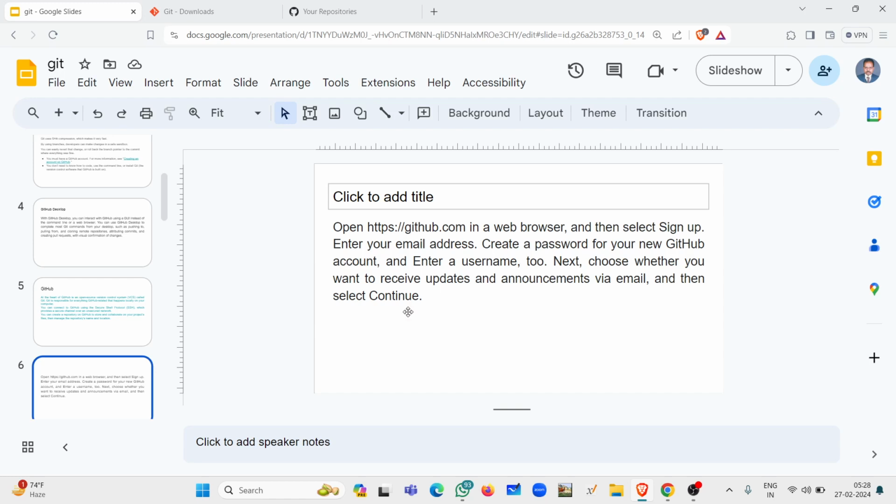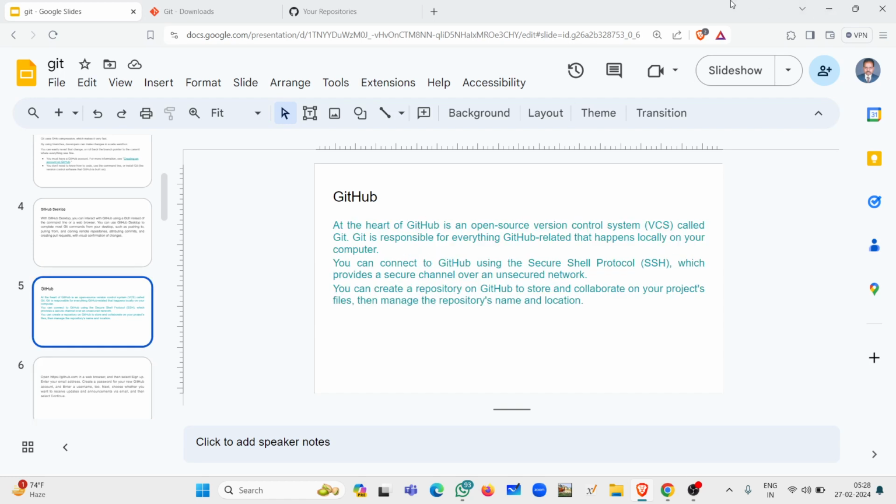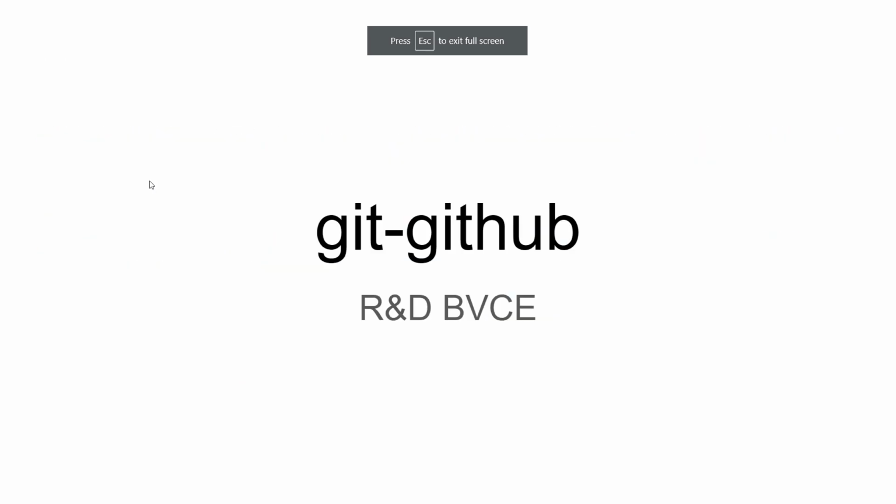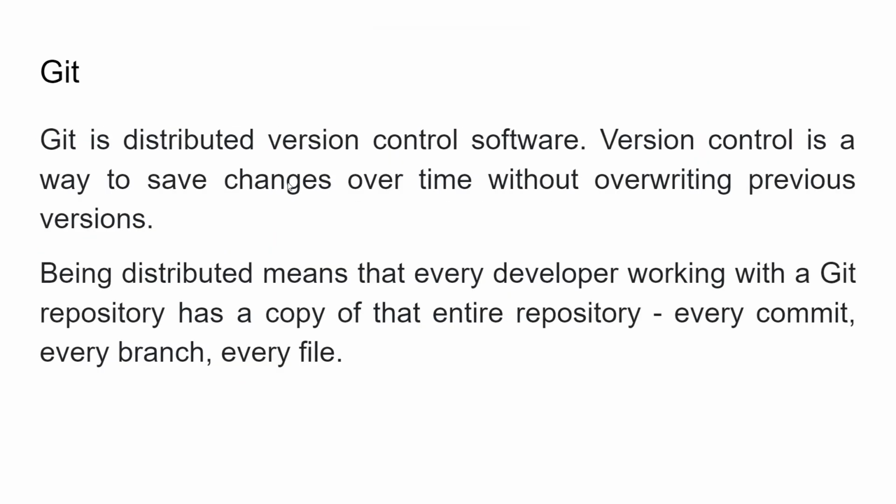Okay, so for this I will tell you the important points about Git: what is Git, what is GitHub, and what is a GitHub account. So Git is a distributed version control software. Two things you come across: one is distributed, the second is version control software. Version control is a way to save changes over time without overwriting previous versions. That is called version control, right?